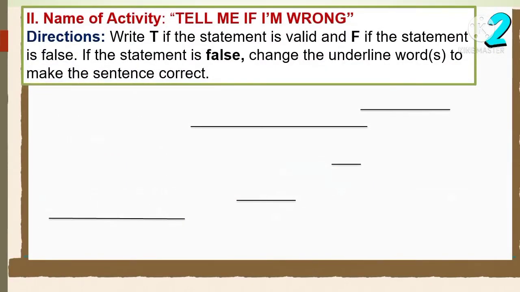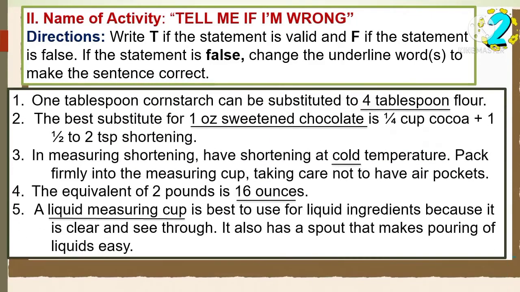For Test 2, the name of the activity is Tell Me If I'm Wrong. Directions: write T if the statement is valid and F if the statement is false. If the statement is false, change the underlined word or words to make the sentence correct.